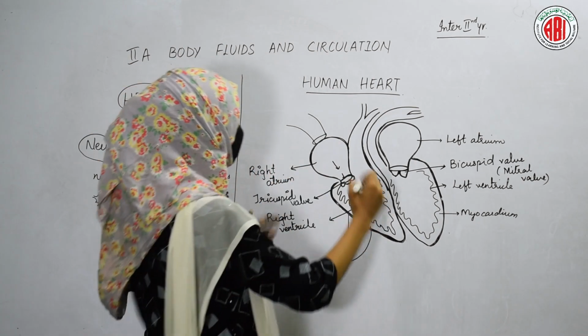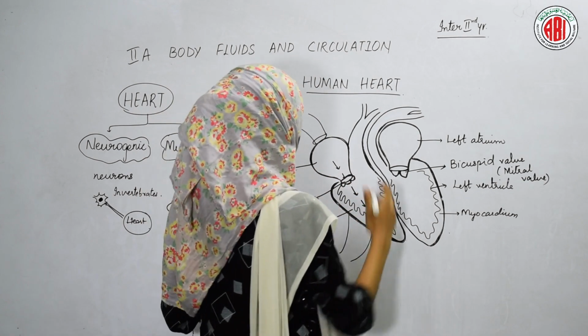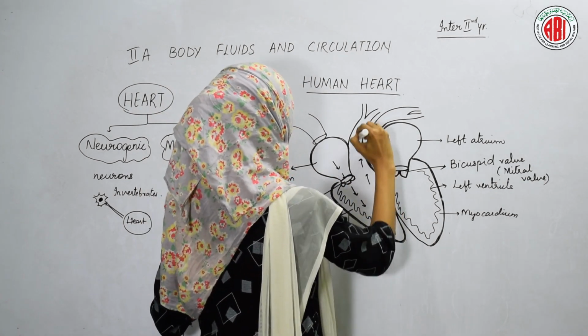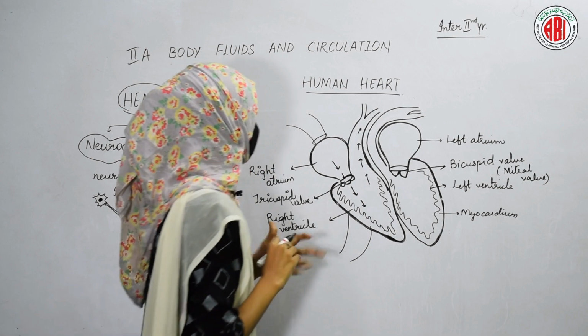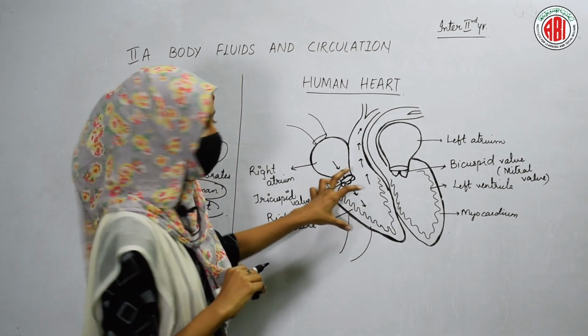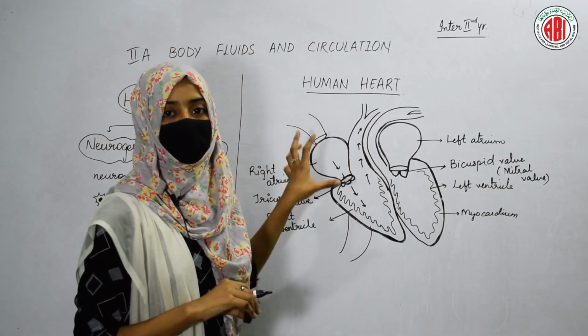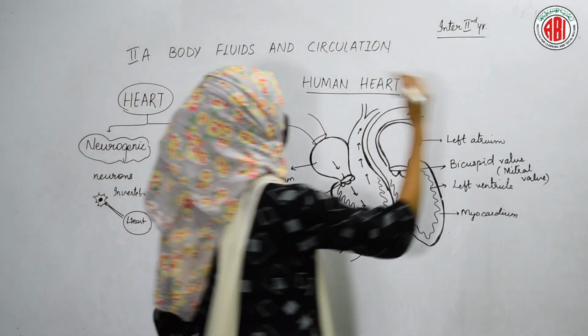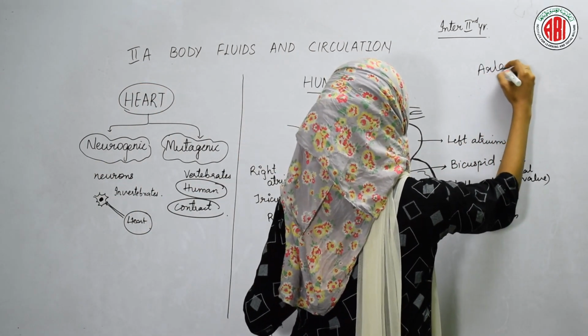Now, once the blood reaches the ventricle, it is pumped to the different blood vessels. So the deoxygenated blood from the ventricle is carried by the arteries. Firstly, we'll see the difference between arteries and veins.